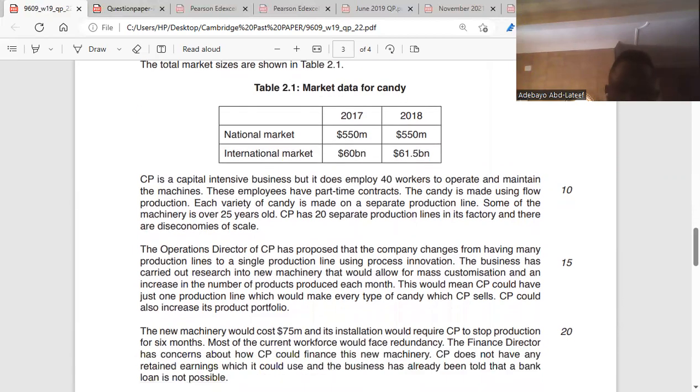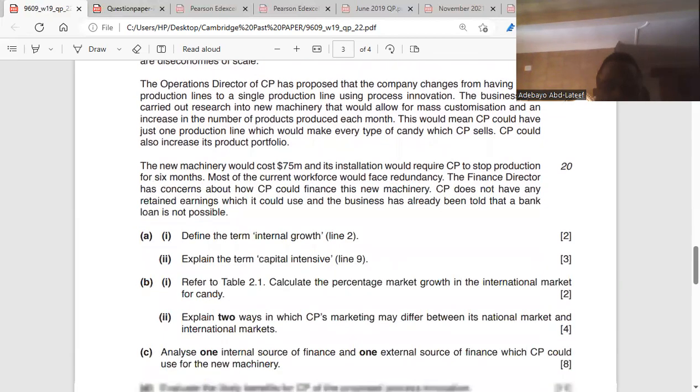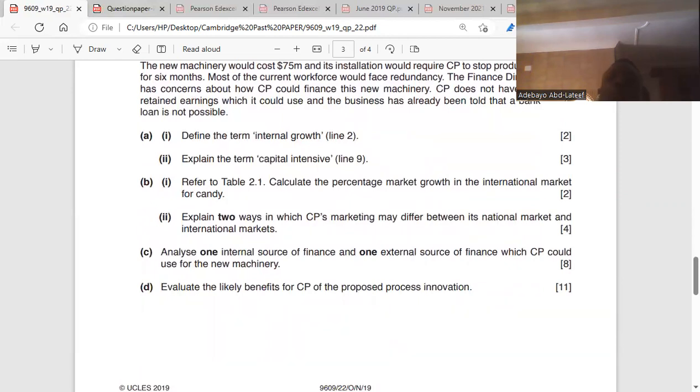Clear. Next, explain two ways in which CP's marketing may differ between its national market and international markets. When we talk about marketing here, we're going to talk about the marketing mix. We have price, place, promotion, and product. Here I'm choosing product and price. There's the international market and there's the national market, that's the local market. Based on products, the international market will have different tastes and fashions. That means CP has to provide products based on the taste and fashion of different countries. That's the first one, difference in products.